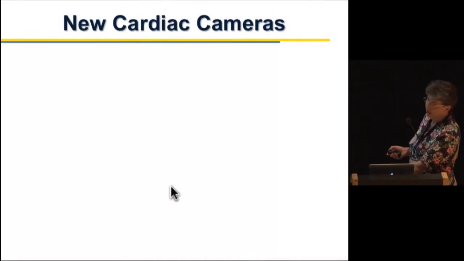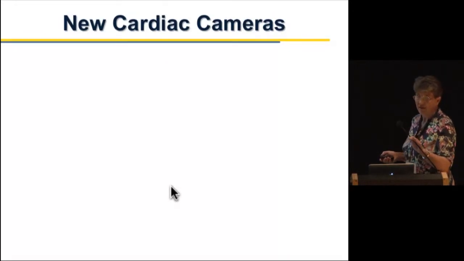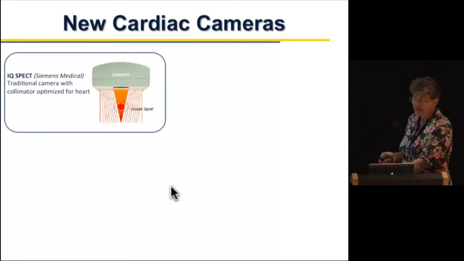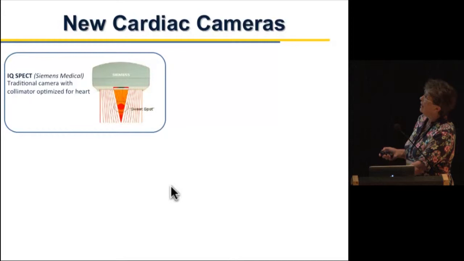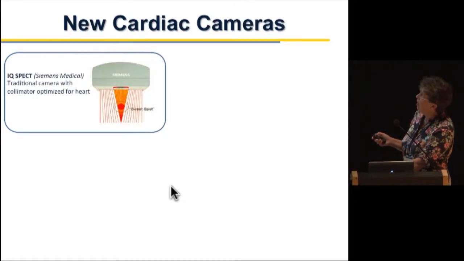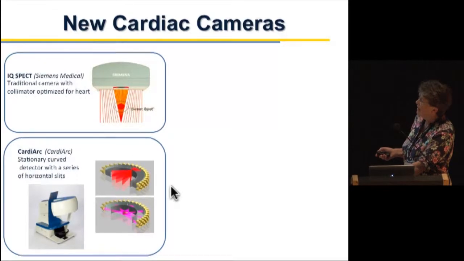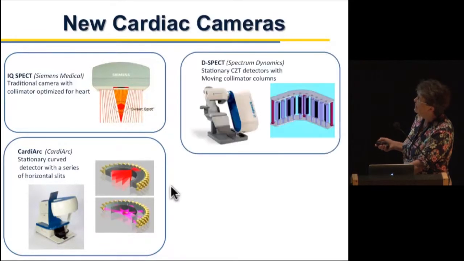We also have a lot of systems, is it too close? A lot of systems which have been recently introduced into the market, which are designed for cardiac imaging. This is the IQ collimator, which is focusing on the heart. Those are cardiac systems, where the camera doesn't move, the patient is sitting in a chair, and a set of slits and holes is imaging the heart. The heart is positioned in the center.